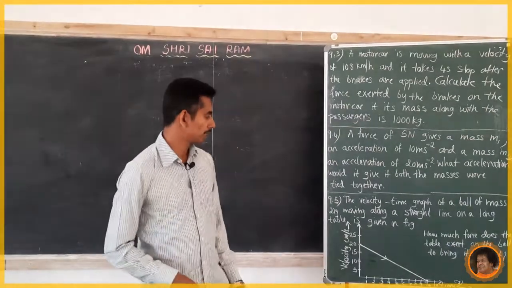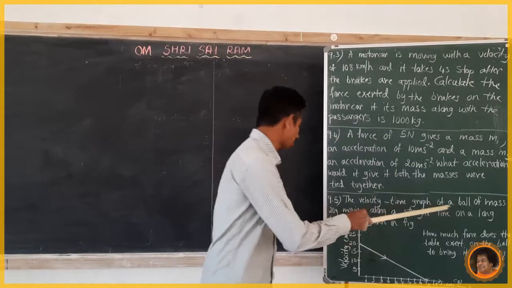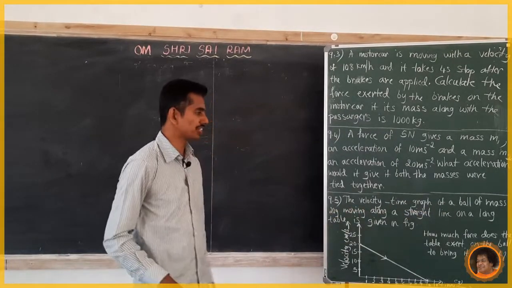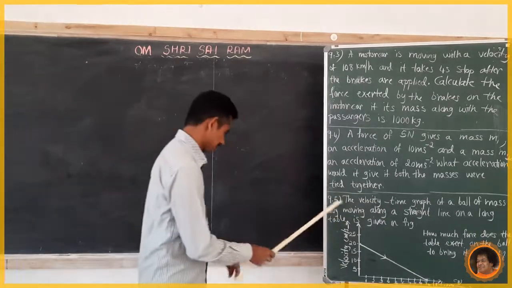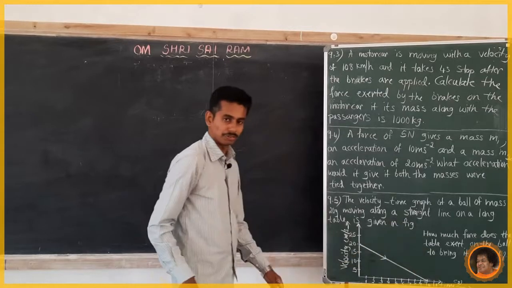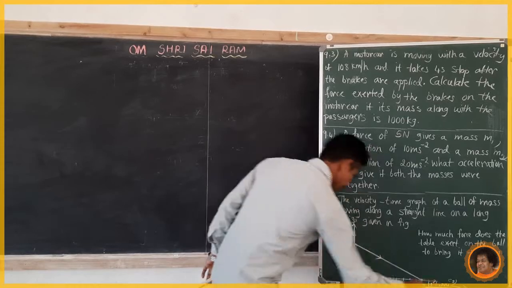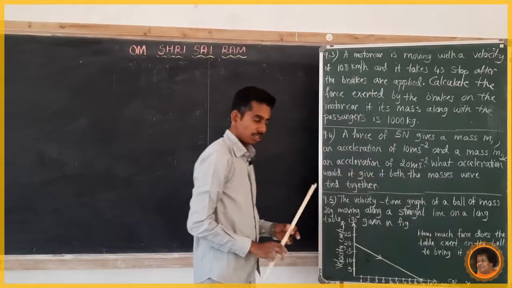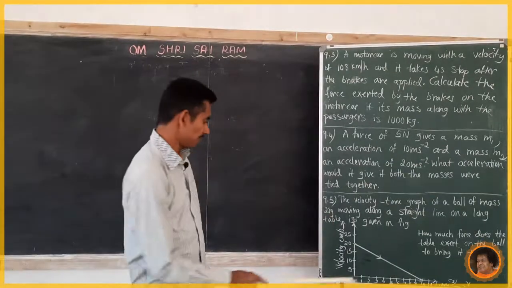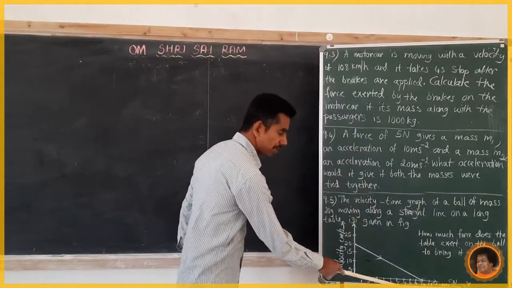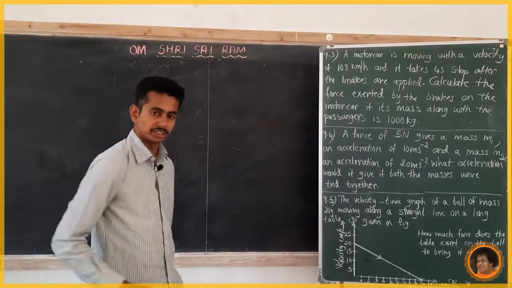Next problem, problem number 9.5. The velocity time graph of a ball of mass 20 gram moving along a straight line on a long table is given in the figure. This is a velocity time graph. Why is it called a velocity time graph? This is the y-axis and this one is the x-axis. Time is taken in the x-axis and velocity is taken in the y-axis.